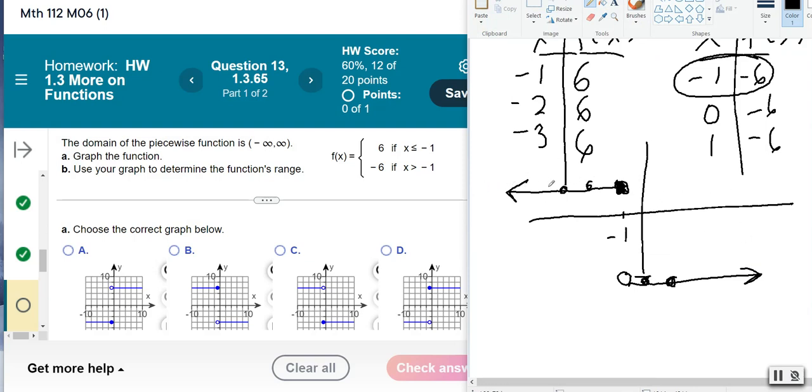It's up here at 6 for the values including -1 and any number less than that. And down here at -6, not including the value at -1, all the way to the right, including all those values. So my answer is, in this case, graph B.